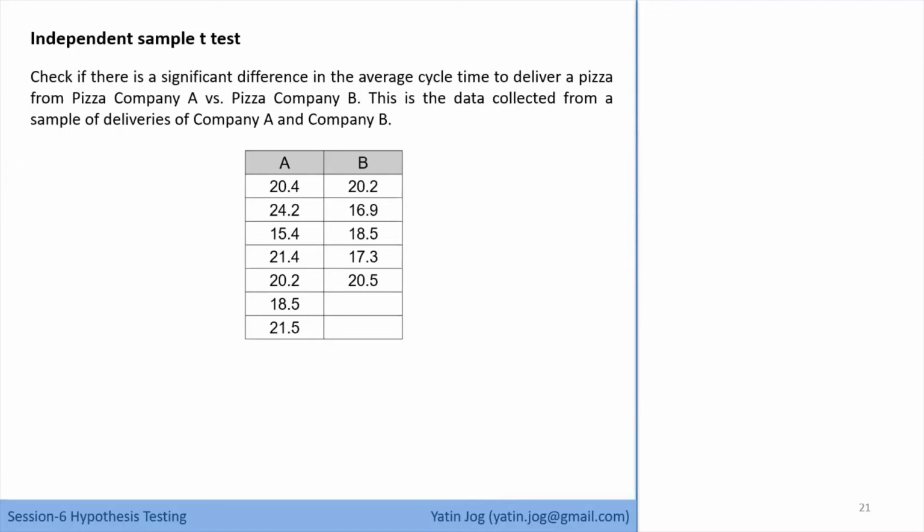So now consider this problem. Check if there is a significant difference in the average cycle time to deliver a pizza from pizza company A and pizza company B. Now this is the data collected from a sample of deliveries of company A and company B. So these are the delivery times. For company A, the first order is taking around 20 minutes to deliver. Then for second delivery, it is taking 24 minutes. For third delivery, 15.4 minutes and so on. Similarly, these are the delivery times for pizza outlet B.